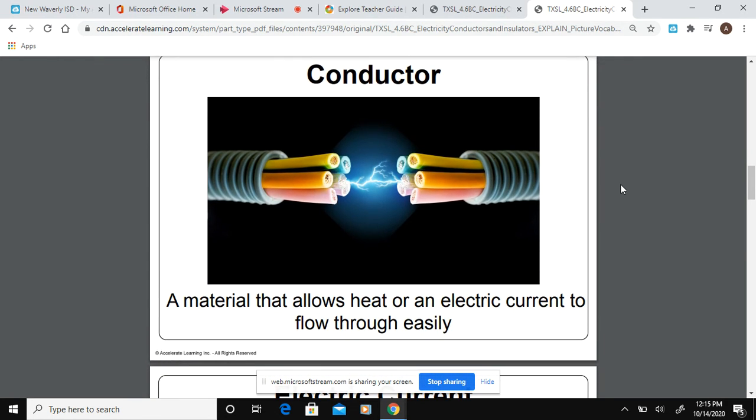Next is conductor. A conductor is a material that allows heat or an electric current to flow through easily. We can see in this picture that we have an electric current flowing between those cut wires. We see the electric current happening as one side of the wires tries to get the electric charge to the other side of the wires. And this is a conductor.